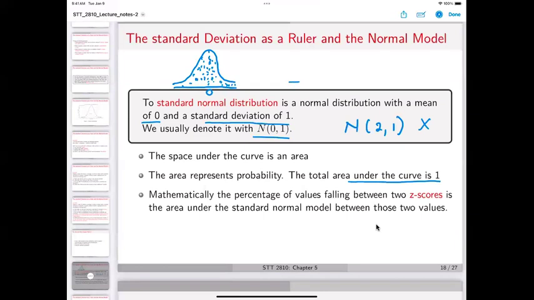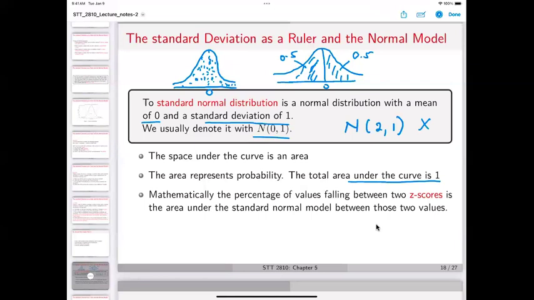So what it means is that if you have a standard normal, and let's say this is 0, this area here is 0.5. This area here is also 0.5 because the total area has to be what? 1. Any questions?